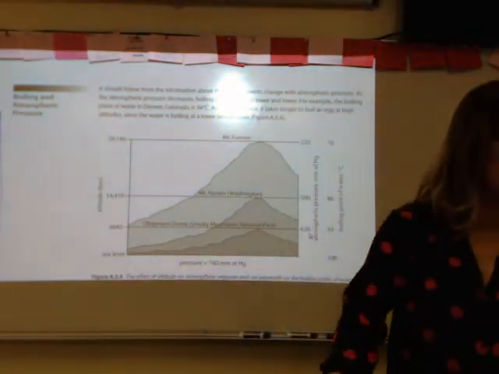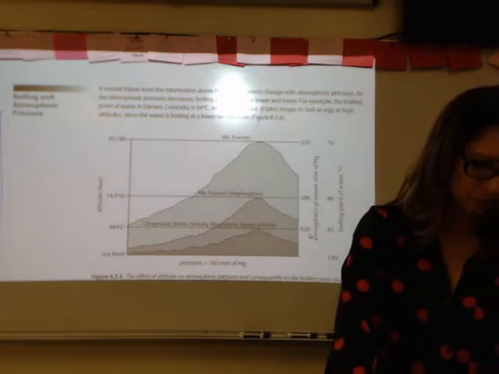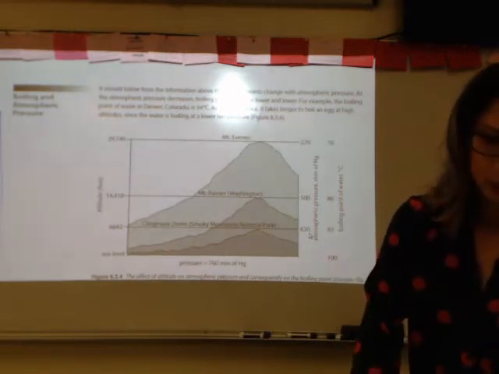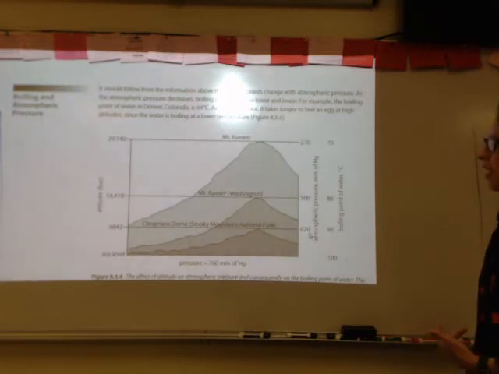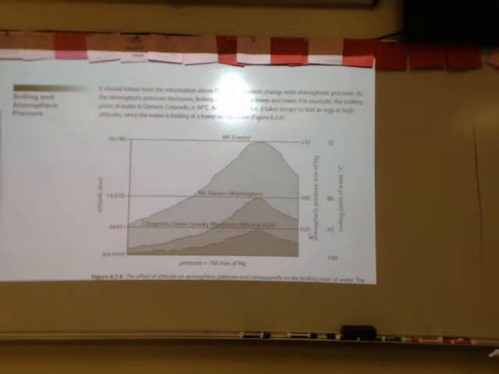Let's talk about boiling and atmospheric pressure. Boiling points change with atmospheric pressure. So as the atmospheric pressure decreases, the boiling points become lower and lower. For instance, in Denver, Colorado, the boiling point of water is 94 degrees Celsius. So it takes longer to boil an egg at higher altitudes because the water is boiling at a lower temperature.